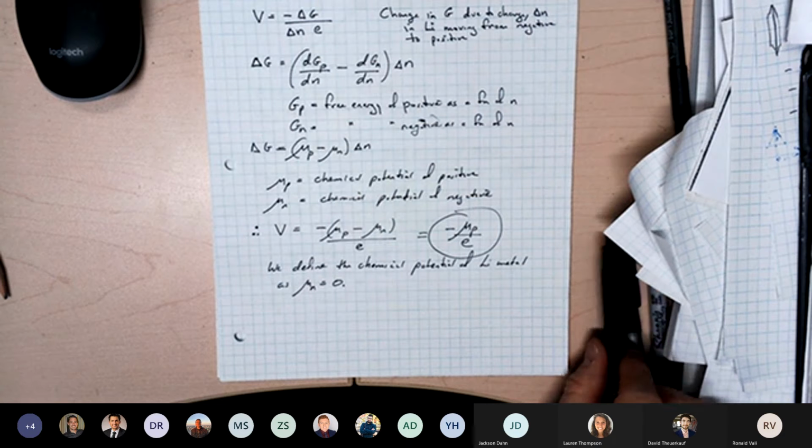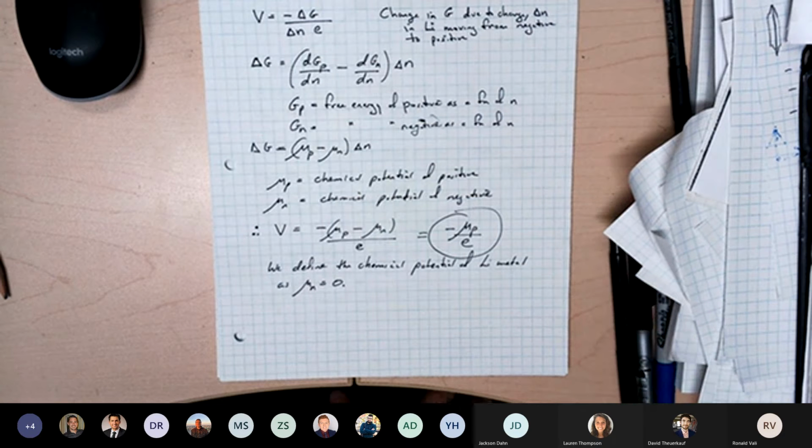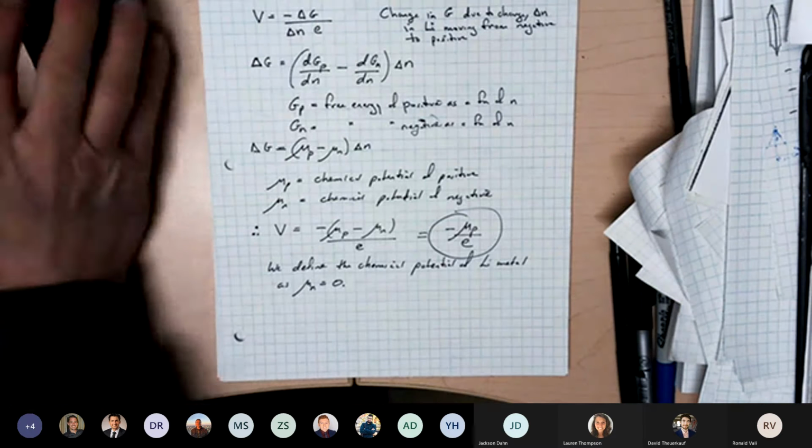And the reason that the chemical potential is useful is because it's something we can calculate from simple models of intercalation materials. And that's where we're going next.